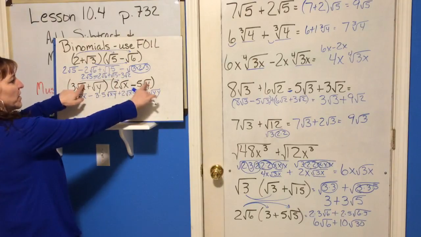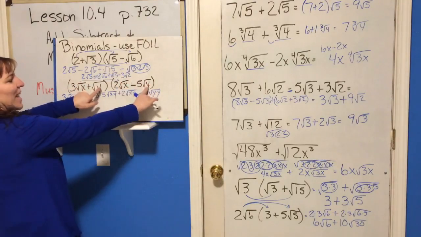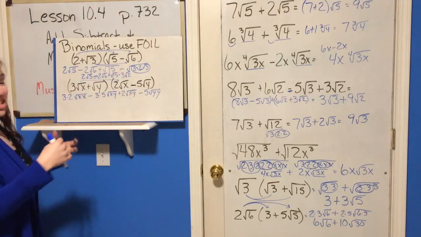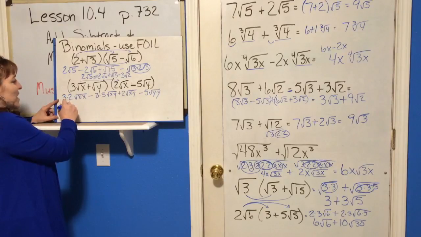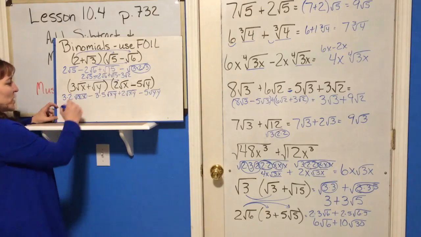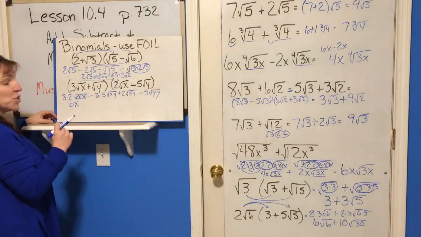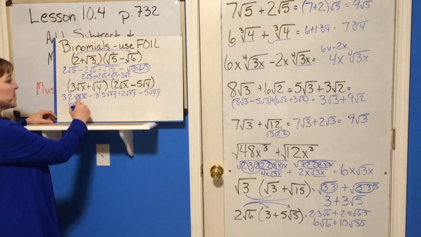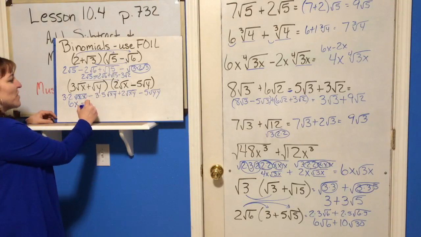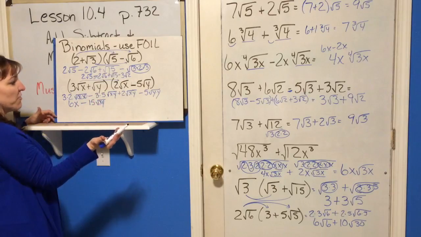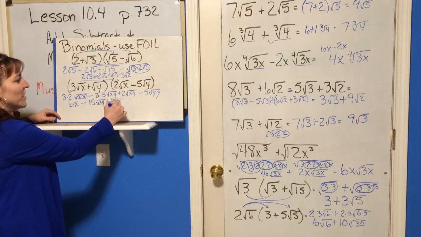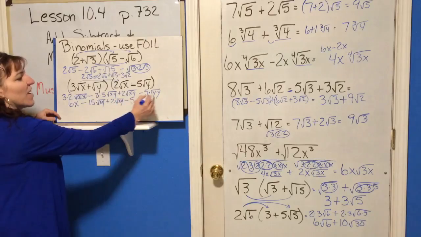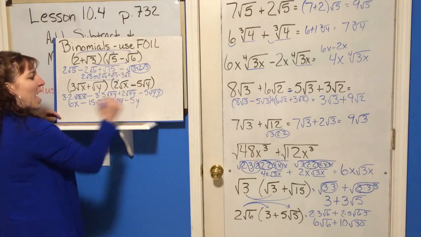Outside goes here, inside here, and last terms here. So now we just simplify and combine anything that will. 3 times 2 is 6, and the x's are going to come out because you've got a pair of them. So 6x minus 3 times 5 is 15, and the square root of xy will not simplify any further because there's no pairs, plus 2 times xy minus 5, and then the y's are a pair, so they come out.